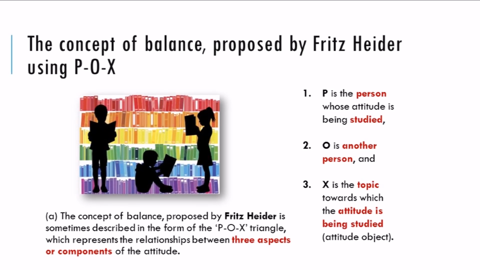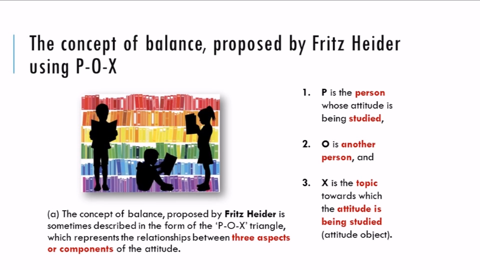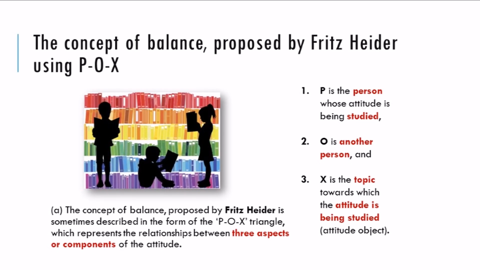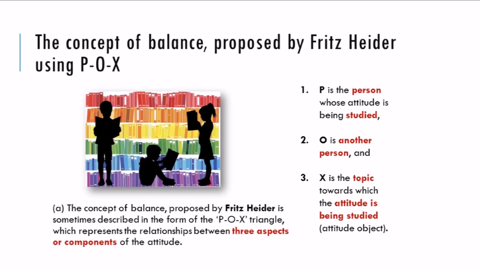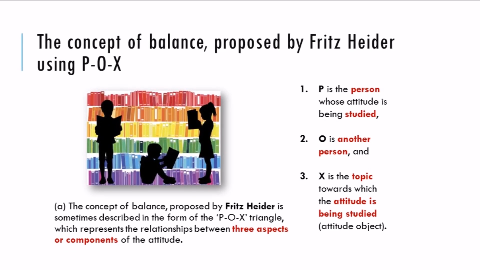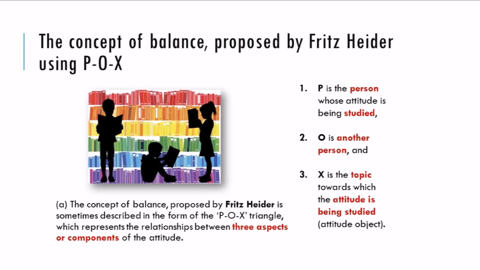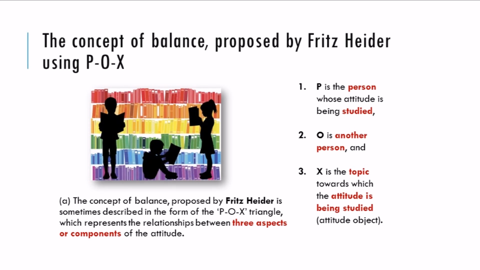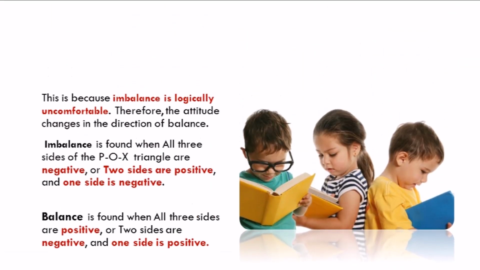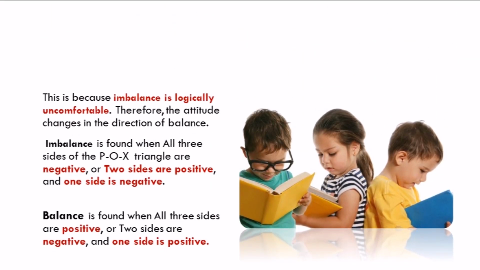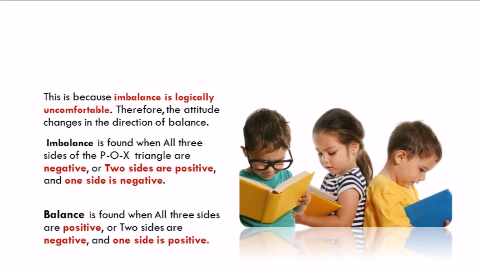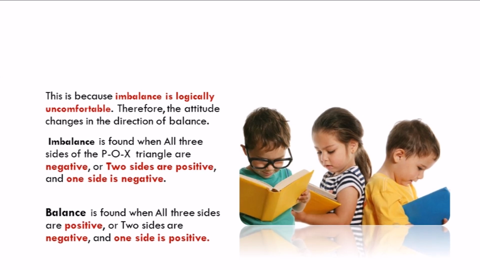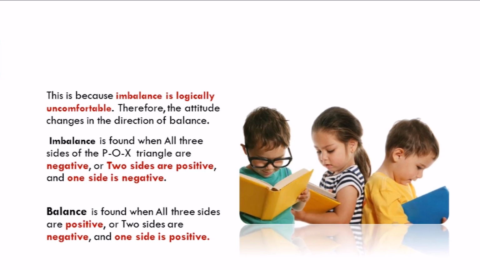1. P. Person. This is the individual whose attitude is being examined. 2. O. Other person. This represents another individual who has a specific attitude towards the attitude object. 3. X. Attitude object. This is the topic or object towards which attitudes are directed. In the POX triangle, balance is achieved when the relationships among P, O, and X are harmonious. Imbalance occurs when there are conflicting attitudes that create discomfort, prompting a change to restore equilibrium.